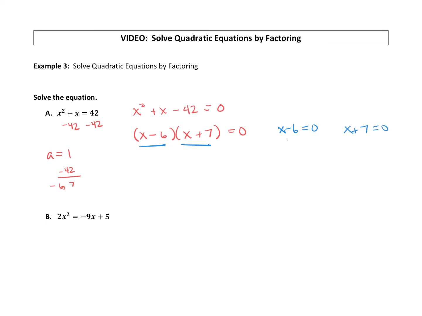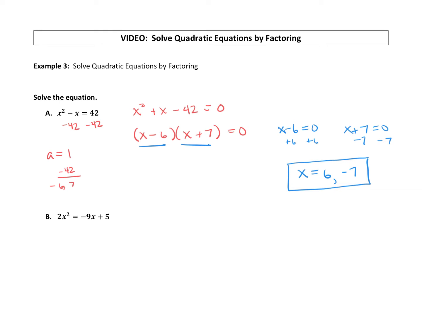Solve each of those. We would add 6 to both sides, so we're getting x is equal to a positive 6. Here we would subtract 7, and we're getting a negative 7. So these are our two solutions when we solve the equation. If we were to graph this, those would be our x-intercepts, or the zeros of the graph.